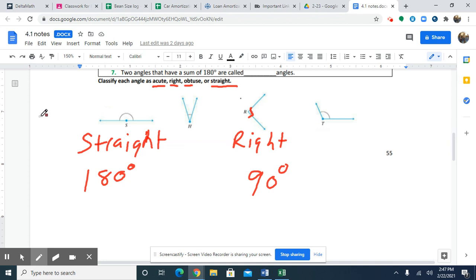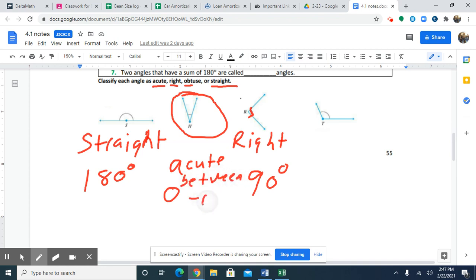Now we have 2 different ones here. The second one, we call that an acute angle. Now an acute angle has to be between 0 and 90 degrees. So as long as it's between 1 and 89, then we would call that an acute angle.